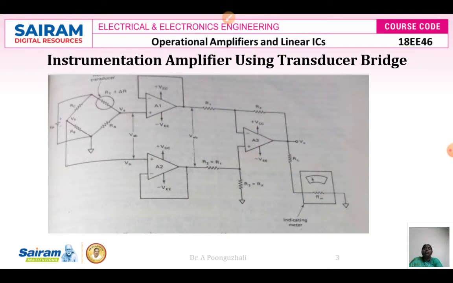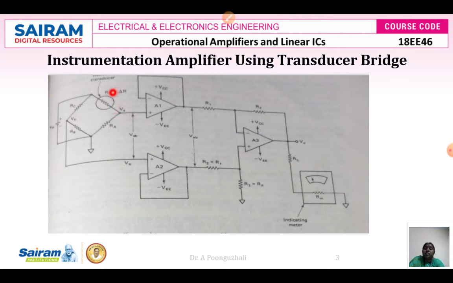Now we are going to see the instrumentation amplifier using a transducer bridge. Here we have used a resistor bridge. We are going to use a transducer, where this transducer varies according to the physical quantity we want to measure. When the resistance of this transducer varies, it generates a voltage that is proportional to the physical quantity we want to measure.